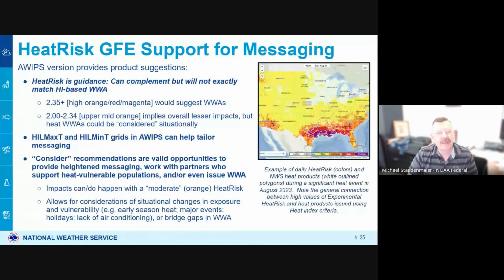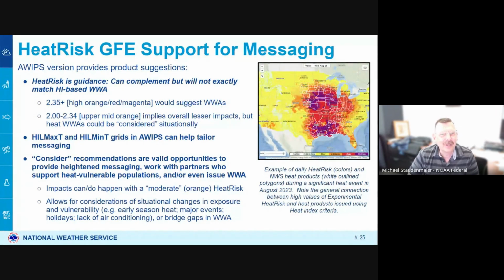Also within the GFE are Hill Max T and Hill Min T grids, which essentially are the gridded integer individual contributions that are going into those 24-hour equations. These grids allow you to see a bit into the process prior to the final outcome. We found that these grids help a bit with interpreting the final heat risk value and tailoring your heat messaging.